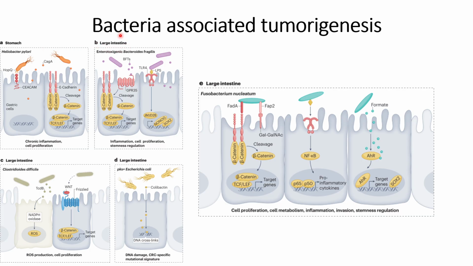Now let us talk about the large intestine. Here the bacteria that it generally affects is enterotoxigenic Bacteroides fragilis, and in this case the toxin BFT cleaves the E-cadherins that keep the cells stuck to each other.